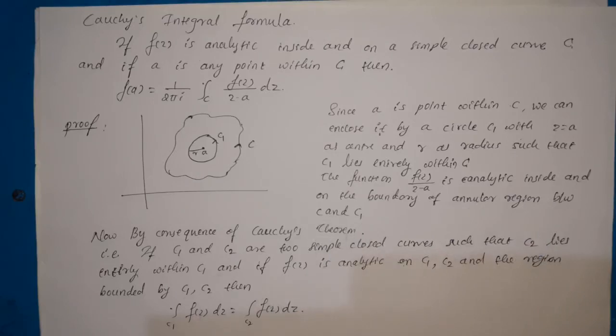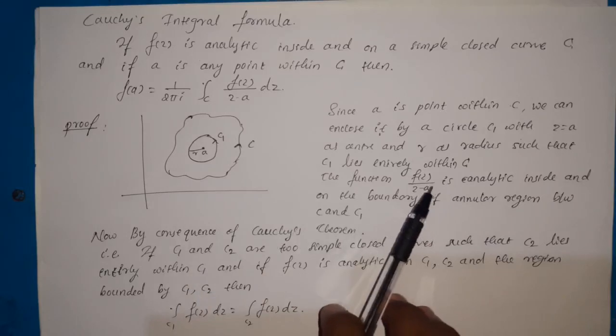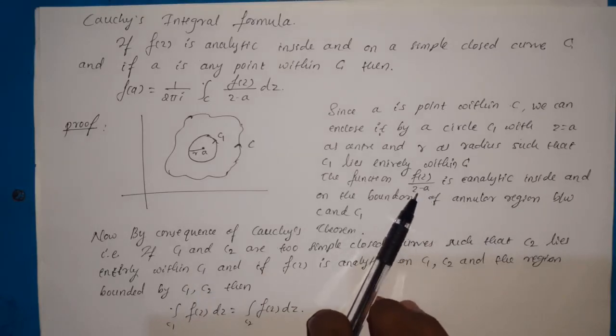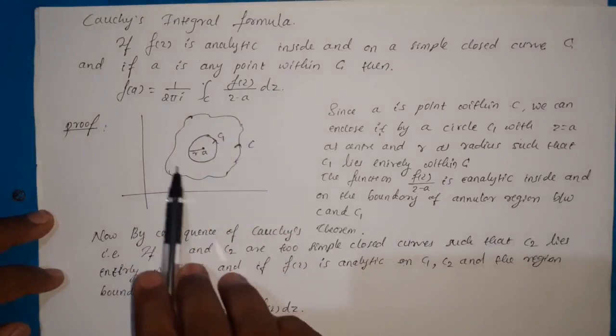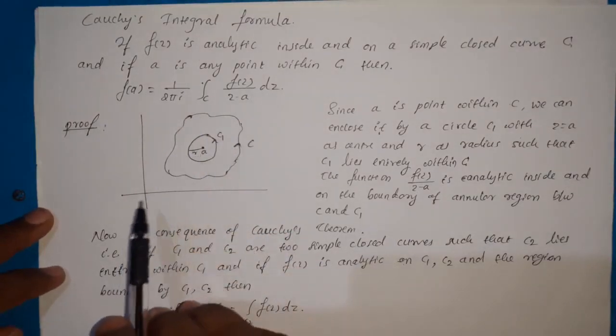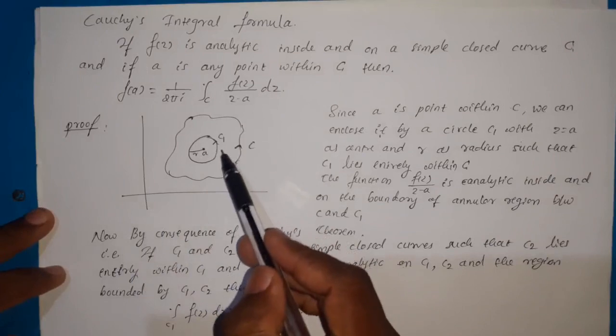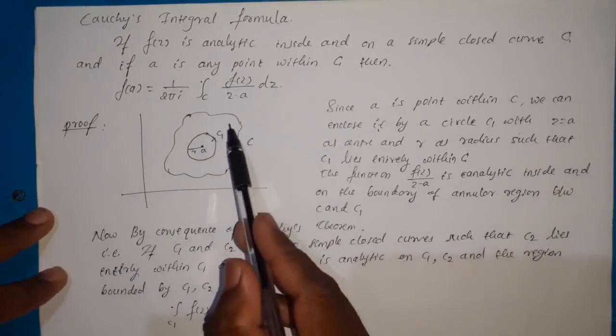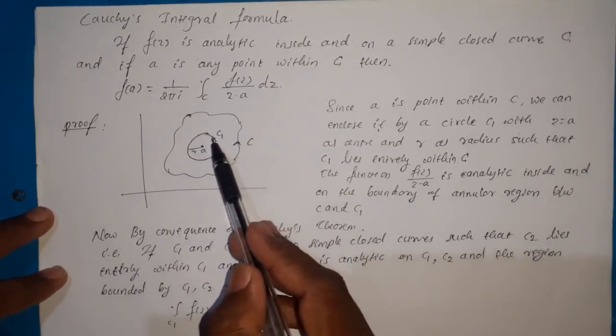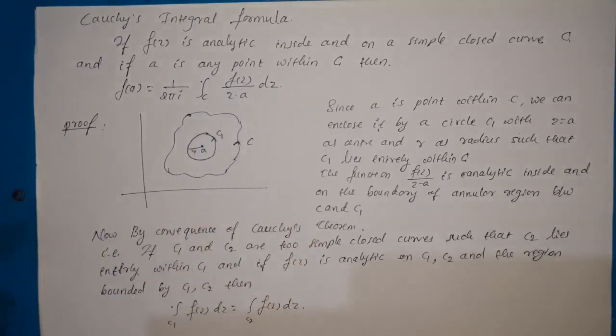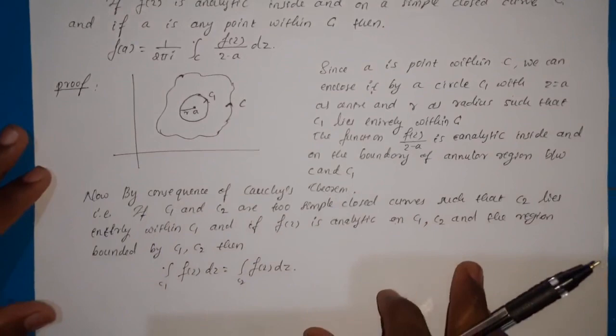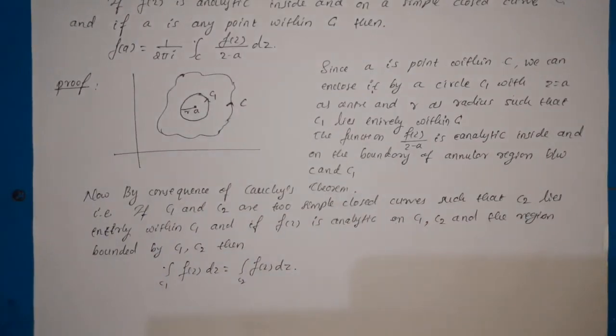Here this function f of z divided by z minus A is analytic inside C, and also in the region bounded by C and C1. So in this region also the function is analytic. Now, we are going to use a consequence of Cauchy's theorem.